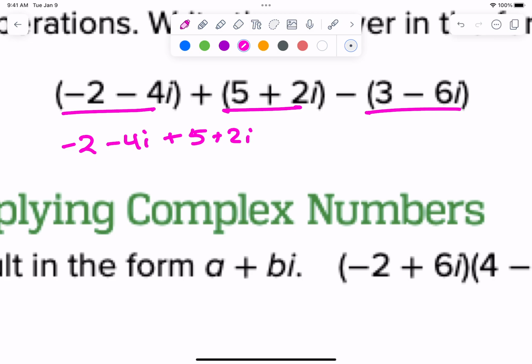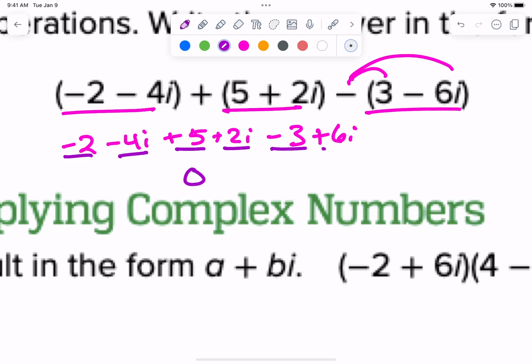He's just chilling. But then we're going to distribute the negative through, right? This would be minus 3 plus 6i, and now we're going to combine like terms. Let's do the real part first. We have 3 real numbers: negative 2, 5, and negative 3. That's 0. Negative 4i plus 2i plus 6i is 4i.